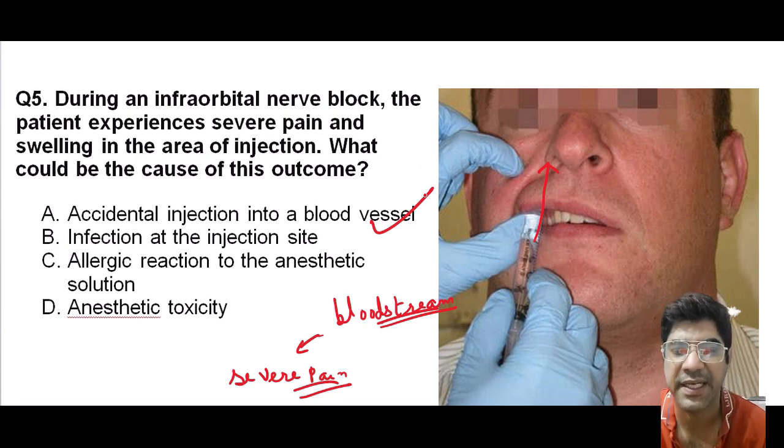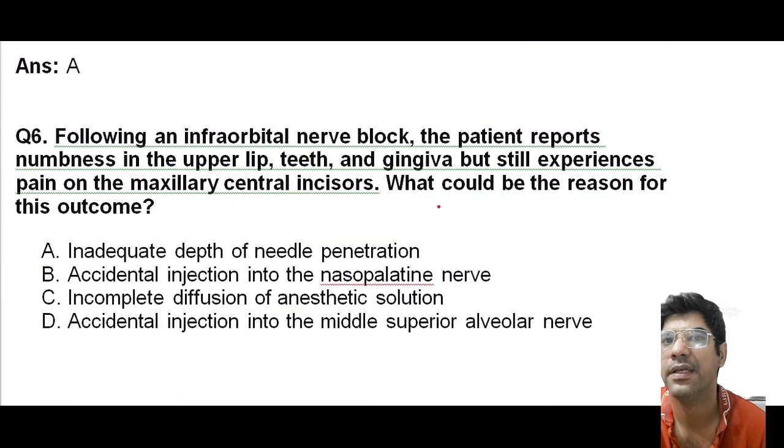Anesthetic toxicity can cause systemic symptoms like dizziness, confusion, tremors, and seizures. Those are not mentioned. So the answer is obviously A.